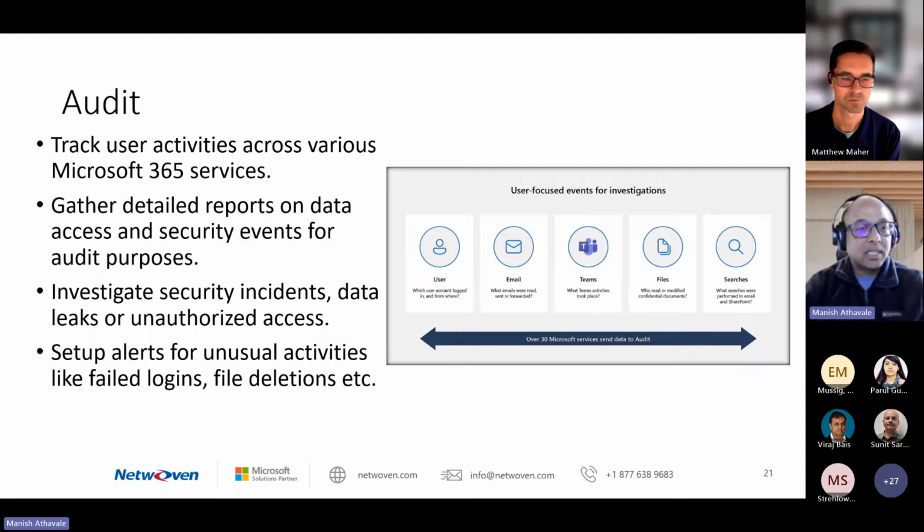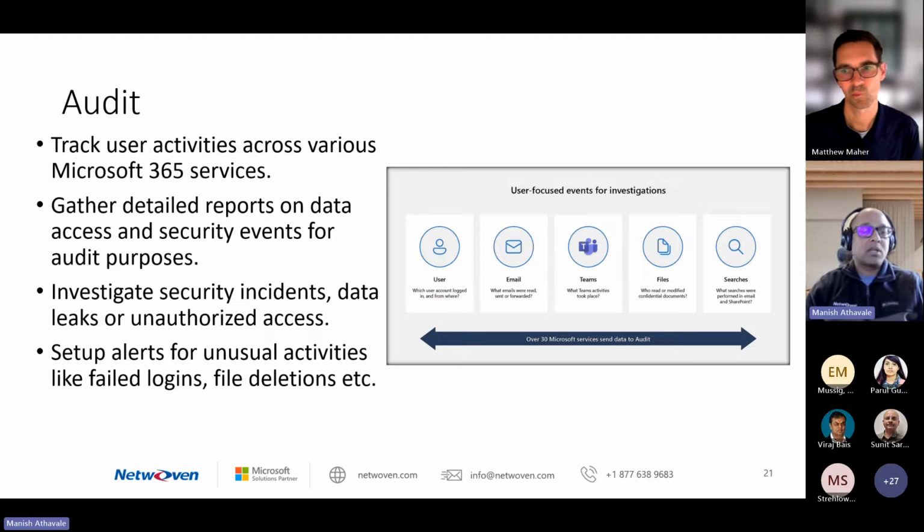Then the audit, as we talked about. You can track user activities across various Microsoft 365 services. As I mentioned, there are 30 Microsoft services that provide data into the audit. You can collect all that data and investigate security incidents, data leaks, or unauthorized access using the audit data. It's basically like a search portal where you can go in and start digging into particular activity that the user is performing. And if you want to identify what exactly they did on what day, you can look at those things. Okay? And it also talks about failed logins, failed file deletions, that kind of stuff.